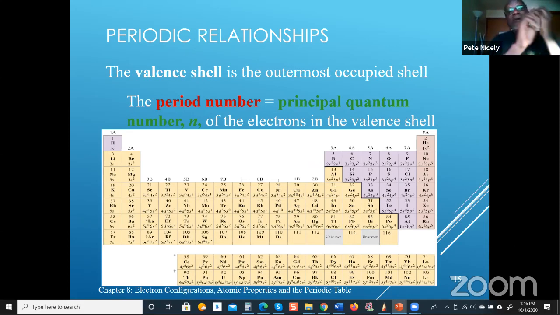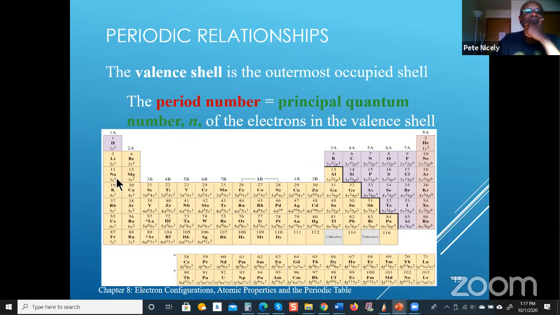Okay, the period number represents the quantum number of the electrons in the valence shell, not the number of electrons in the valence shell, all right? So for example, going back to the tin example, the highest occupied shell, the valence shell, is the 5th shell. So therefore tin belongs to the period with the period number 5, all right? Or if I were to choose another element, let's say rhodium, you'll notice that the highest occupied shell here is the 5th shell. So therefore it belongs to period 5.